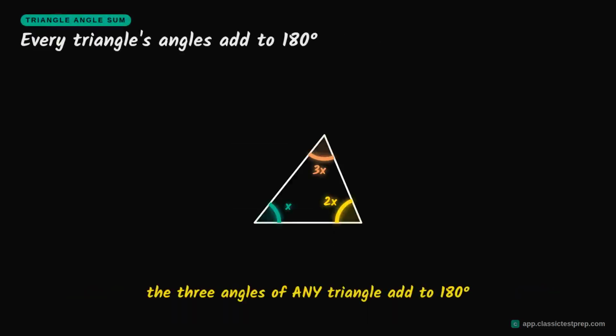Now let's talk about the triangle angle sum, which just means that all the angles in a triangle must sum to 180 degrees. There are always 180 degrees in a triangle, no matter what it looks like.